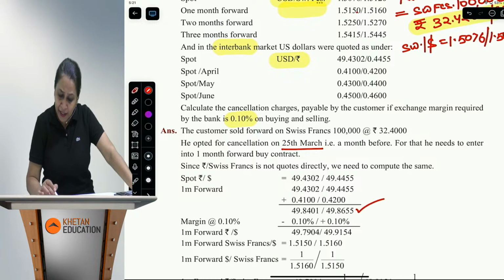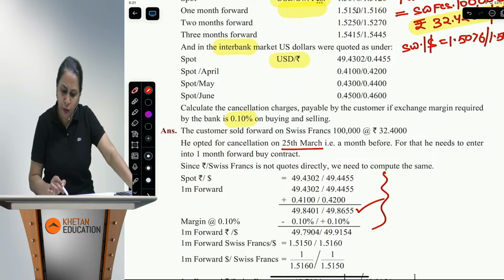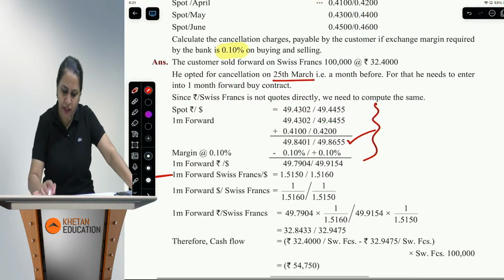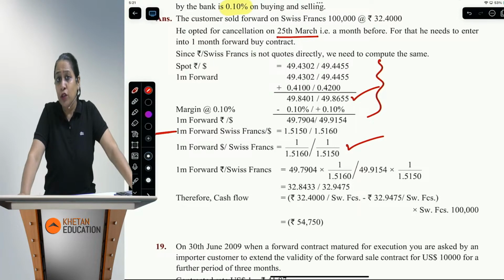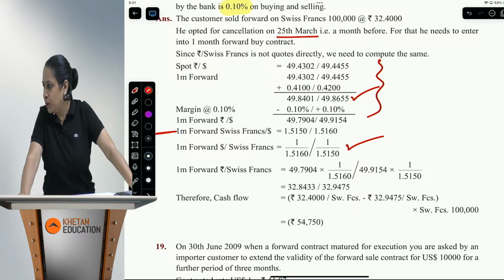Then you adjust TT margins, and now you have the 1 month forward rupee per dollar rate. We needed to do all this exercise because the rates were interbank rates. Then you adjust this rate, Swiss franc per dollar, or in other words you can take an inverse of this rate. Look at this, I have taken the inverse, and then get the values. If you have sold forward, what will you do?